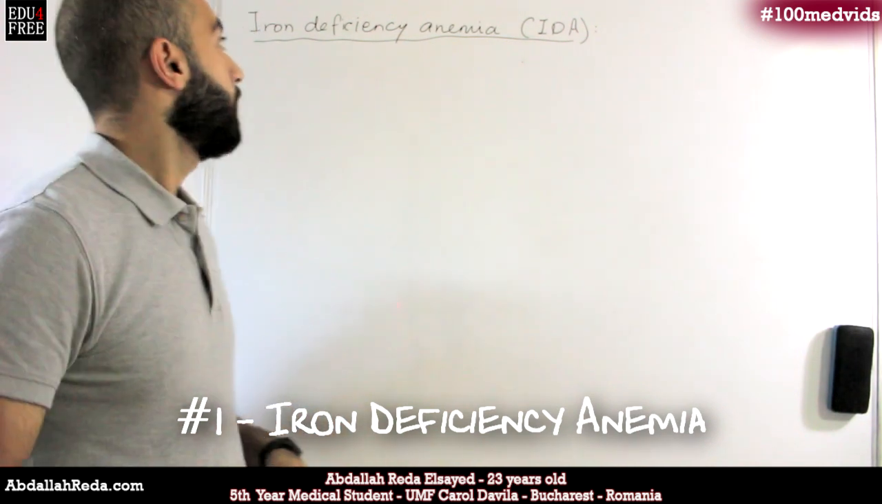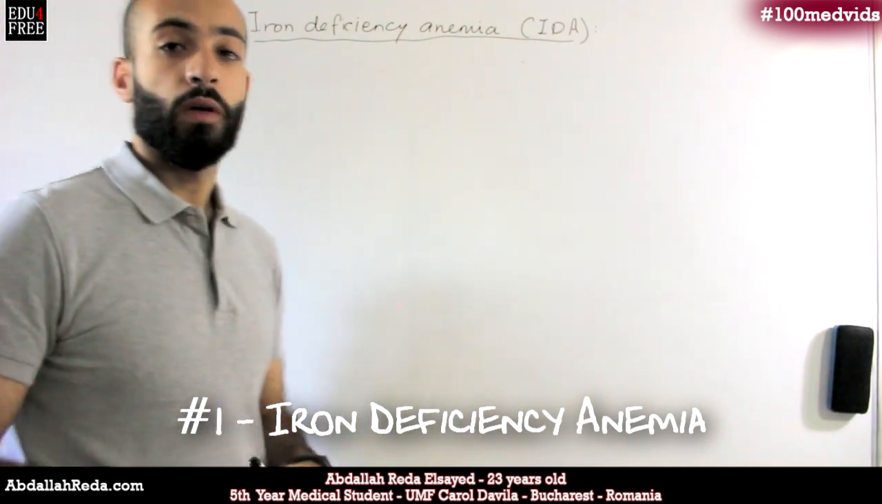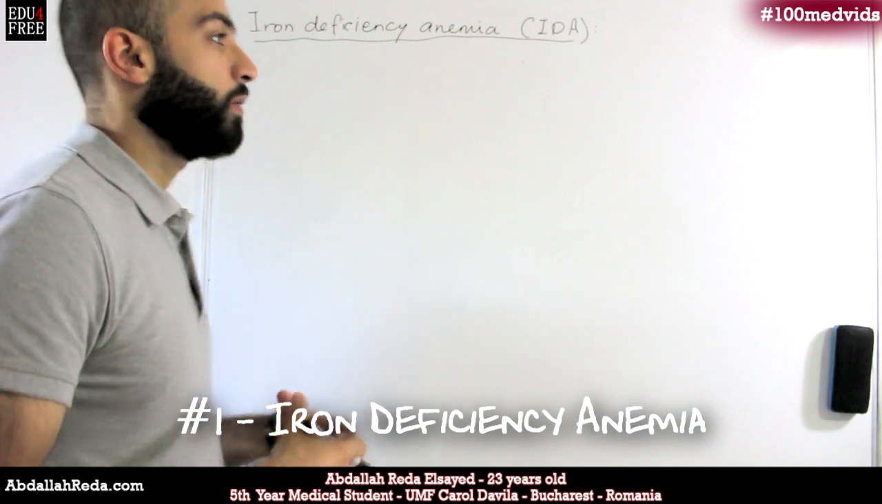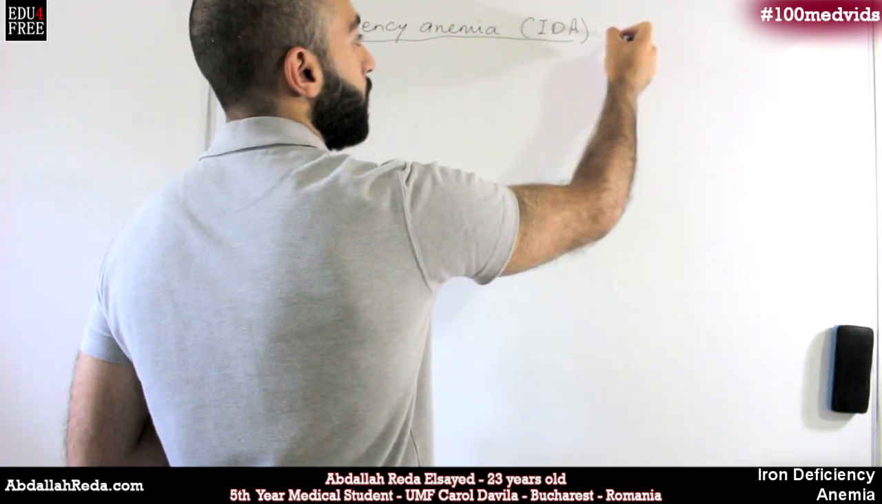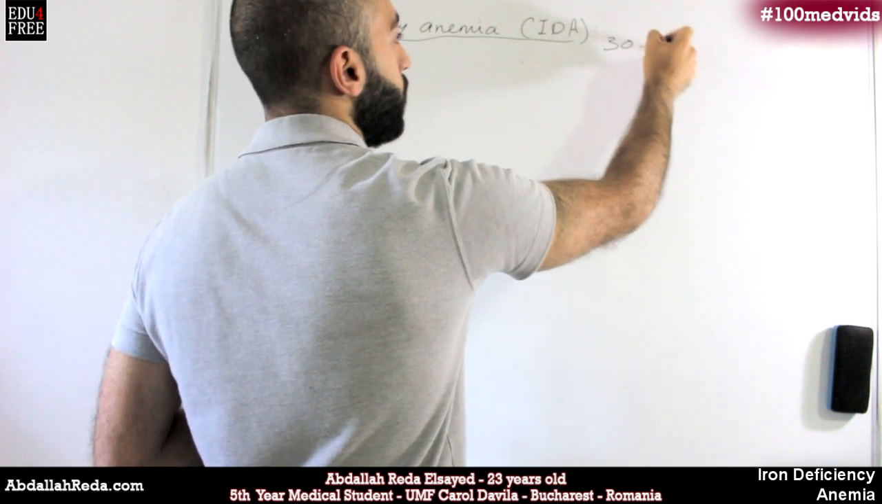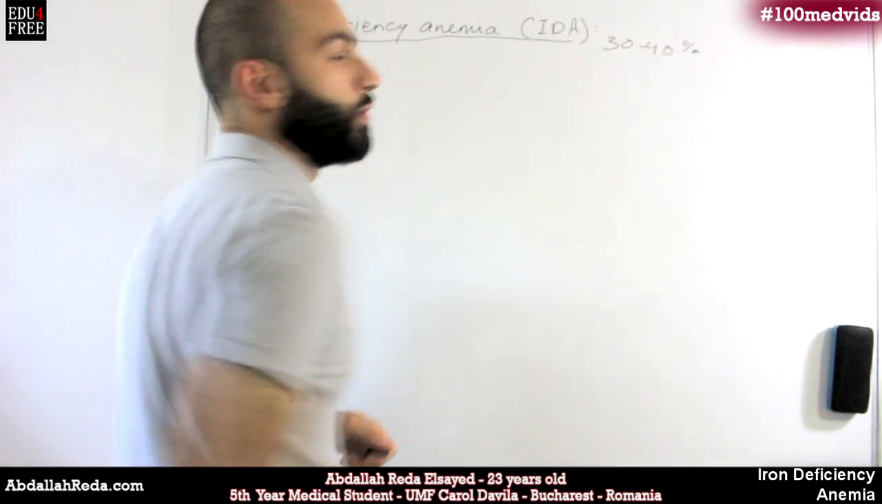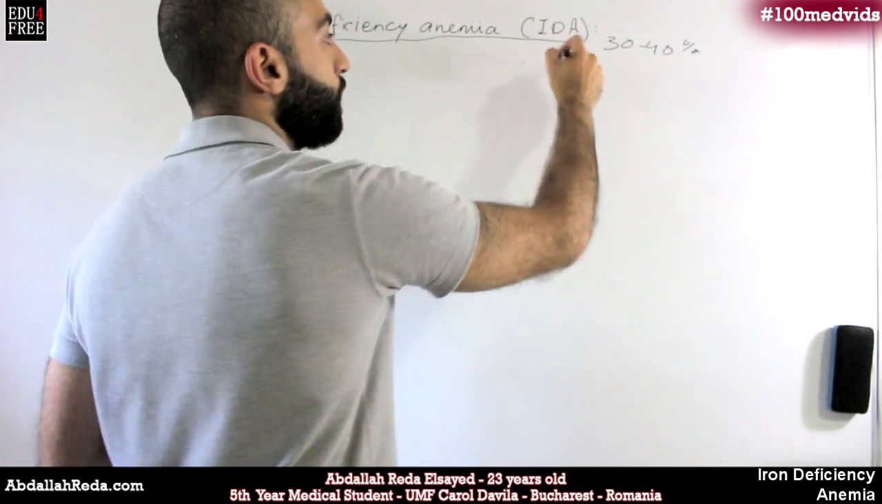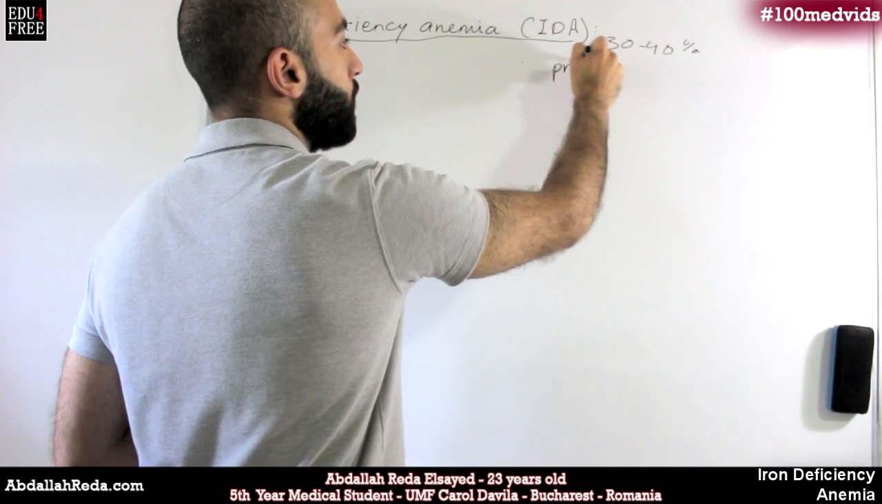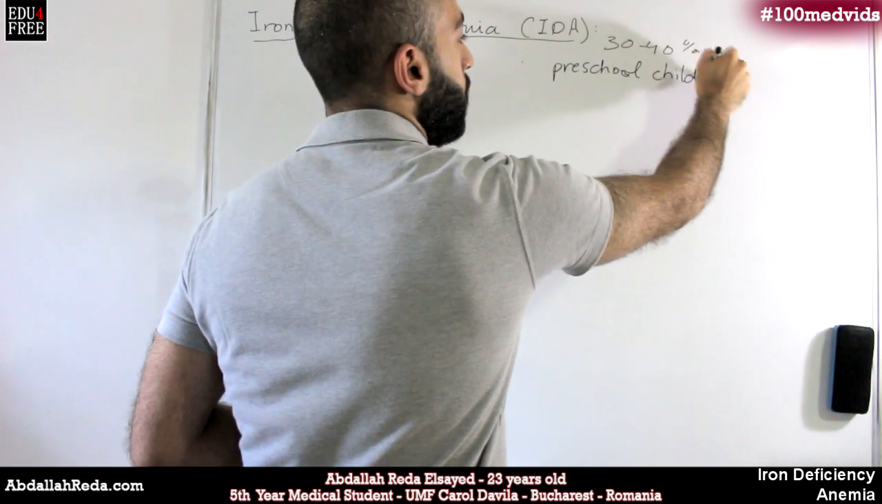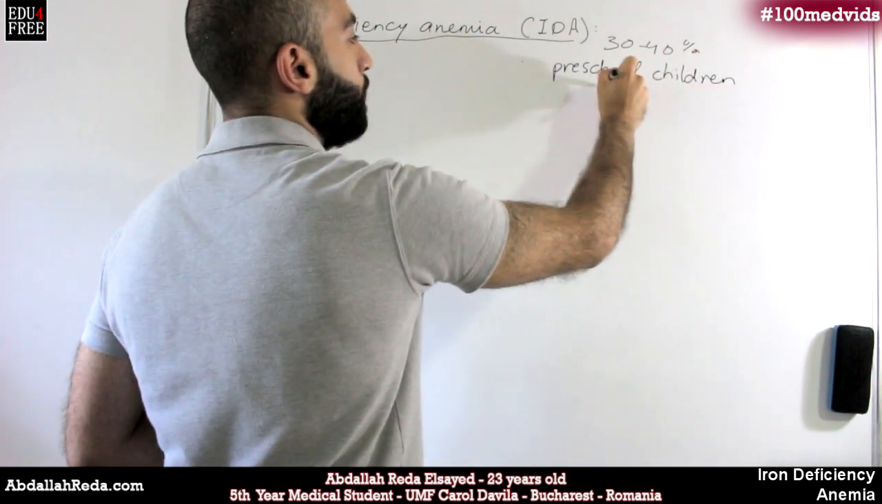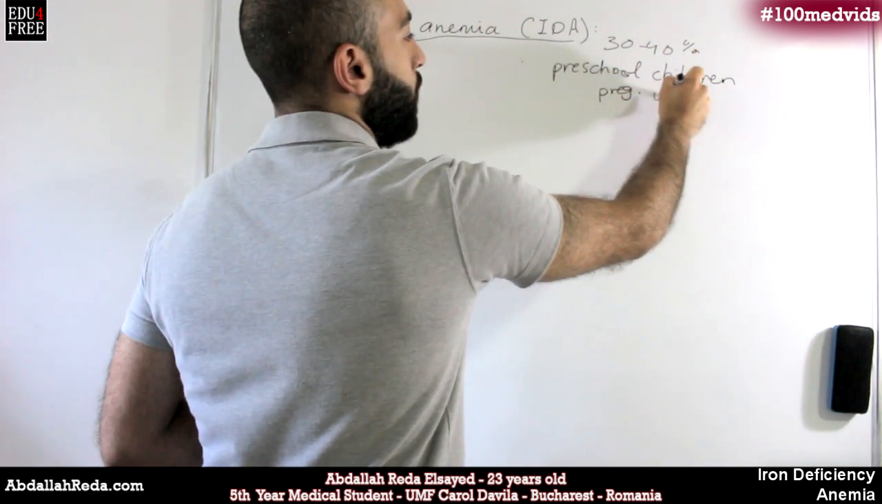Today we're going to talk about iron deficiency anemia, which is one of the most common forms of nutritional anemias. It constitutes about 30 to 40% of nutritional anemias in preschool children and pregnant women.